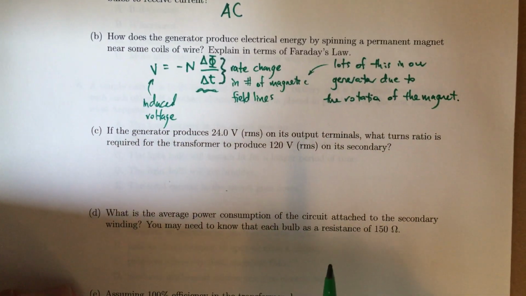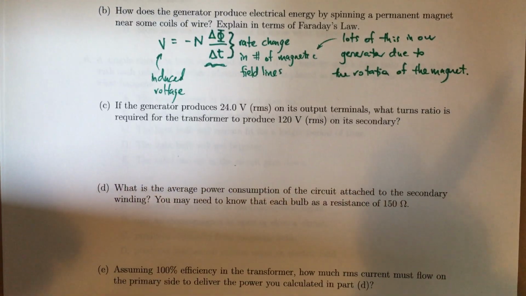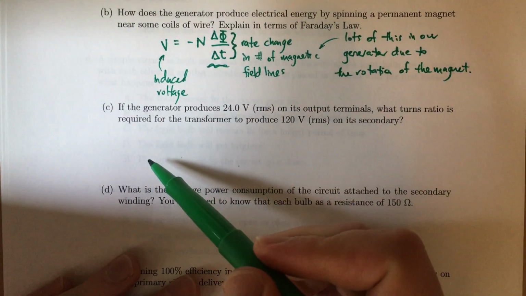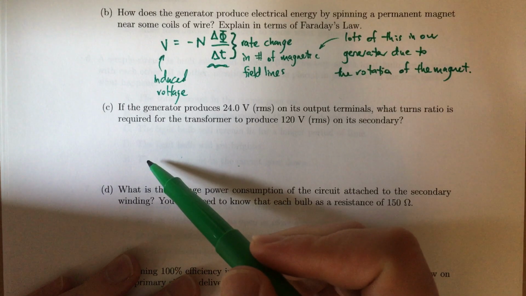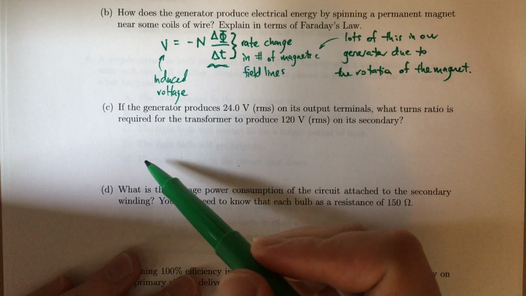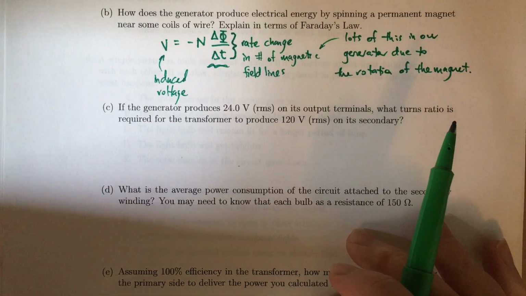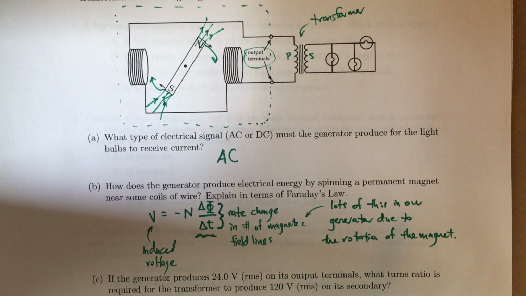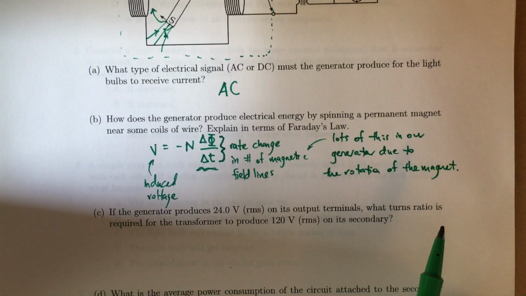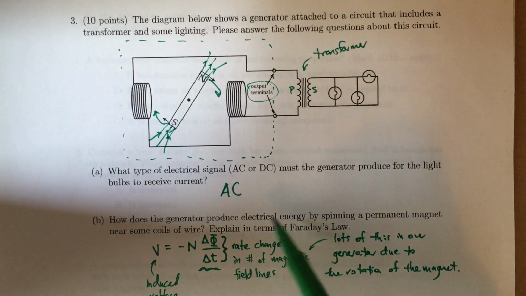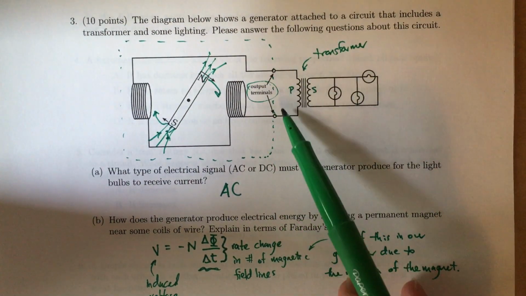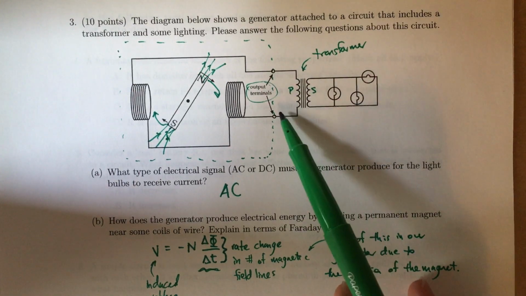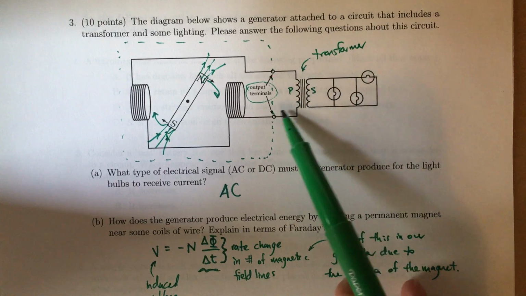Okay, so moving on to part C. If the generator produces 24 volts RMS on its output terminals, what turns ratio is required for the transformer to produce 120 volts on its secondary? Okay, so it's a step-up transformer, because we're going from a lower voltage to a higher voltage. And we know that the output voltage on the output terminals, that 24 volts that's mentioned, is the same as the voltage applied to the primary because there's nothing else in that circuit.